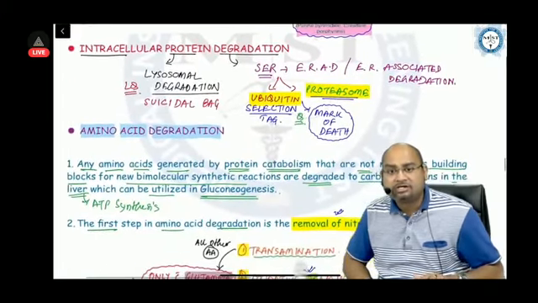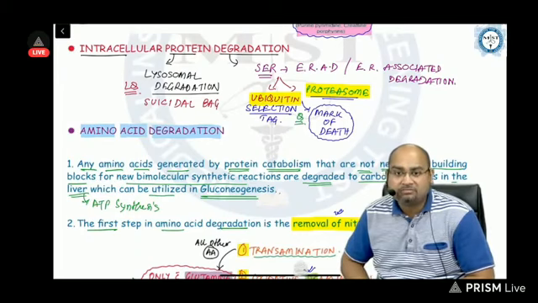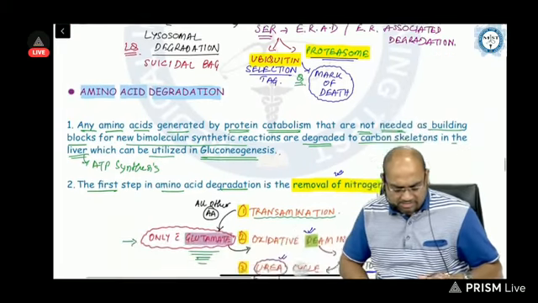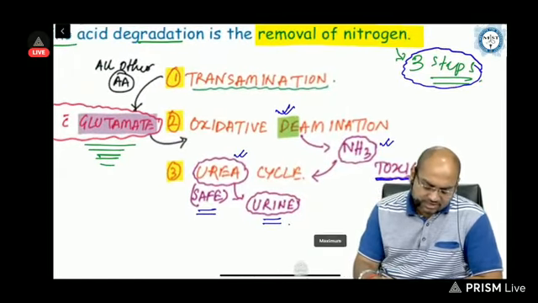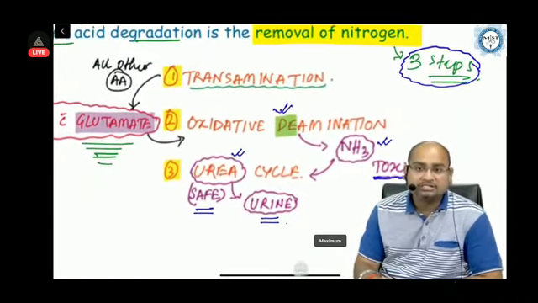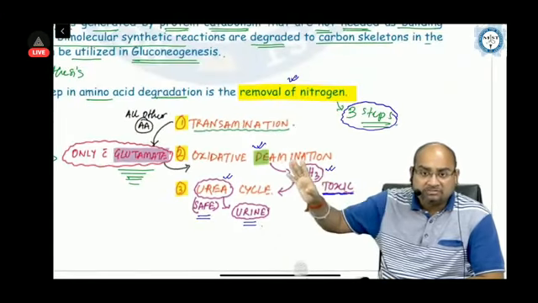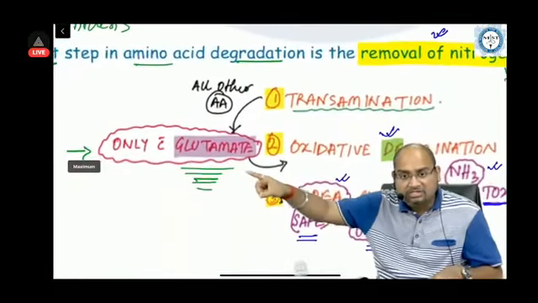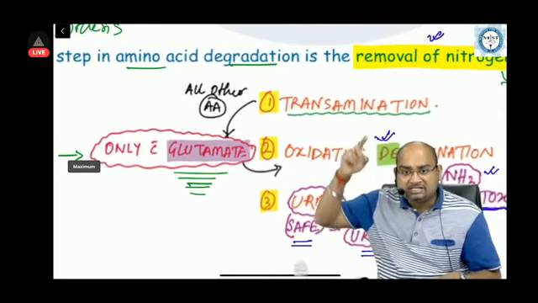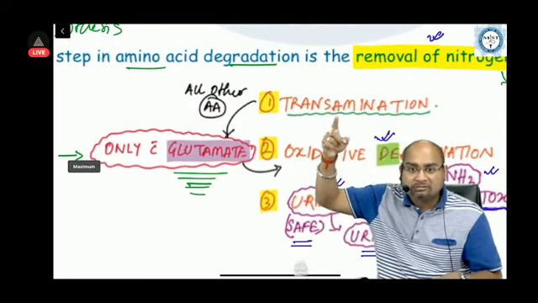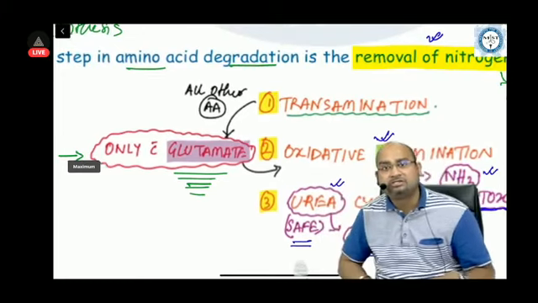Coming to intracellular protein degradation: lysosomal degradation, suicidal bag, and selective degradation by ubiquitin, the mark of death. Amino acid degradation will have to be done in 3 different ways: transamination, oxidative deamination, and the urea cycle. Oxidative deamination is possible only with one amino acid, glutamate. So all other amino acids by the process of transamination will first be changed into glutamate, because step number 2 is possible only with glutamate.